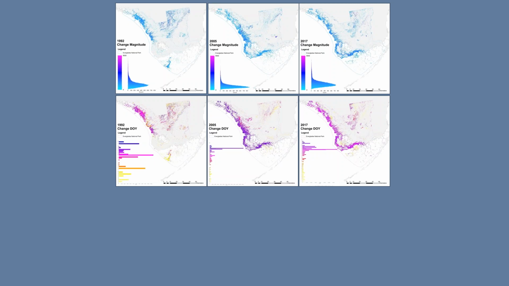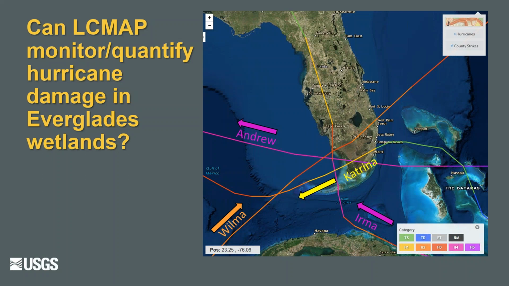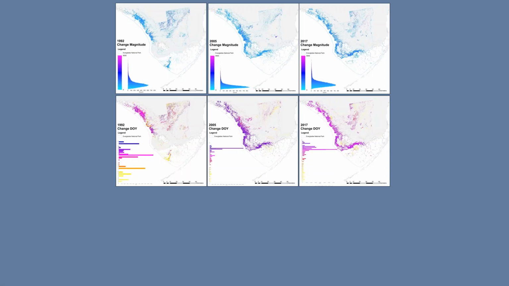Hurricane Andrew is in 1992, Katrina is in 2005, and Irma is in 2017. And so these are two examples of our products that people haven't seen, you know, they're relatively new. And because CCD can now produce this information on land change, now we can use it to, on the lower row, determine when the date was.